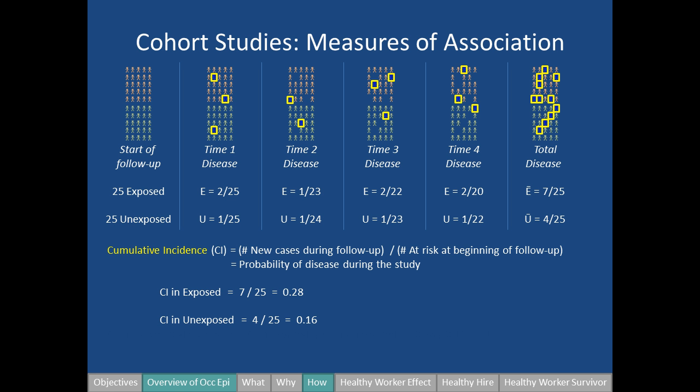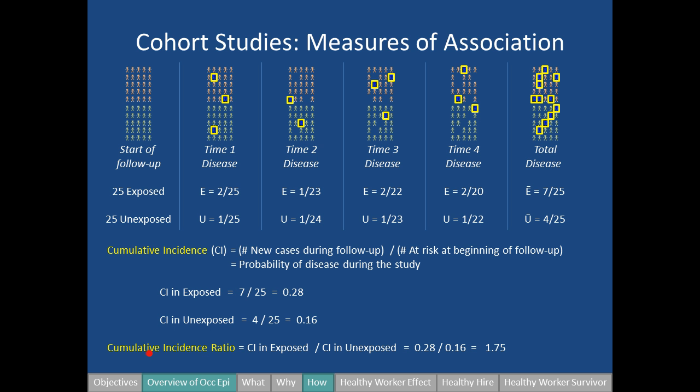Okay, so now that we have these two numbers of cumulative incidence in each of our groups, what are we going to do? We are going to make a ratio. We're just going to put one over the other. There we are. So we're going to make the cumulative incidence ratio. That's the cumulative incidence in the exposed divided by the cumulative incidence in the unexposed. So that's 0.28 divided by 0.16. Here, remember, the unexposed is the referent group. That's who we are referring to. And so this is going to give us a ratio of 1.75.